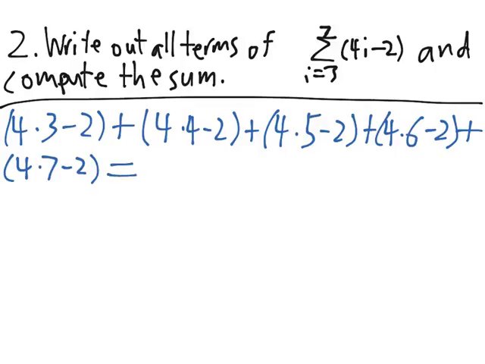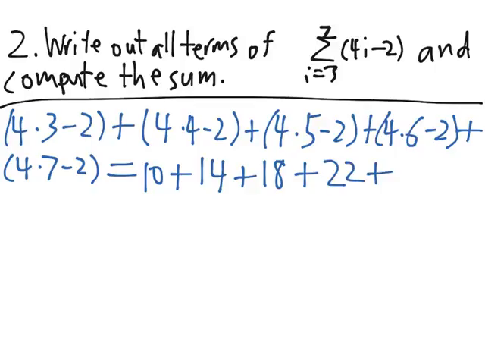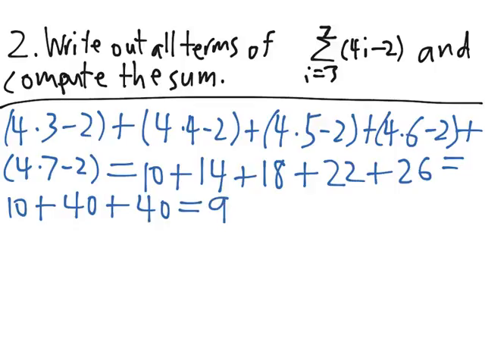Now each of these terms: 4 times 3 is 12 minus 2 gives us 10, plus 4 times 4 is 16 minus 2 gives us 14, and 4 times 5 is 20 minus 2 will give us 18. Notice these increase by 4 every time, so we can just continue and get 22 and 26 for the last two terms. Now if we add these up, we have 10 plus 14 plus 26 gives us 50, plus 18 plus 22, which gives us another 40, and these sum to 90. So that's the final value of the sum.